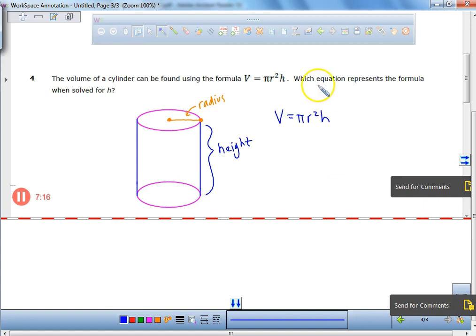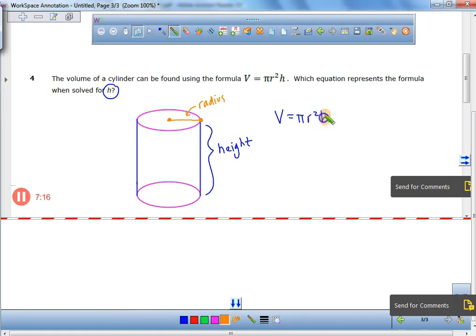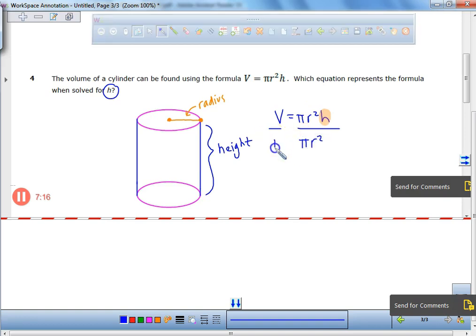Now it says, which equation can be represented when we solve for h? So this is going to be really easy because all I'm doing is solving for h. I'll do another problem with this where it's a little more difficult, where we solve for r. We're going to solve for h. So all we got to do is divide both sides by pi r squared and we're done.